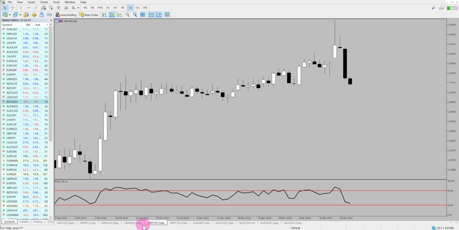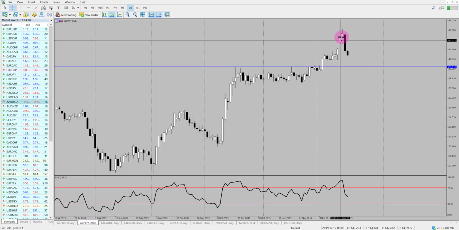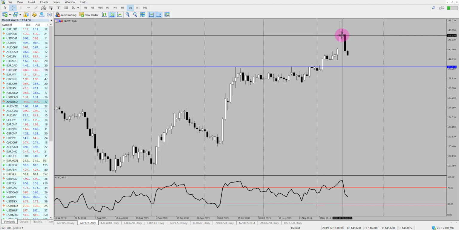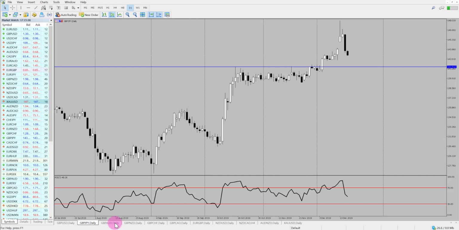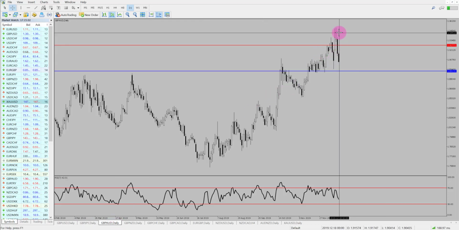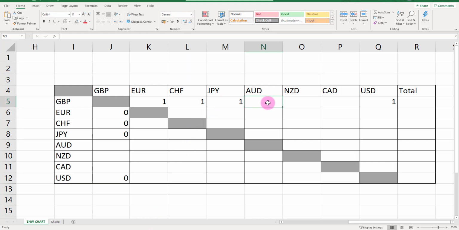Same for pound yen. So I'm just going to zoom through this now because I don't want this video to be too long. Click on pound yen, was in an uptrend, still making higher highs. 1 to pound, 0 to yen. Pound Aussie, forming higher highs at the time. Okay, score again. Pound 1, Aussie 0.